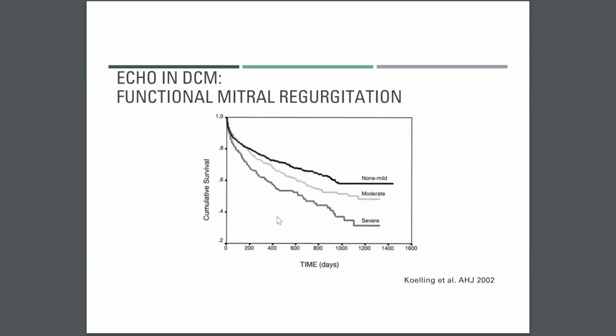And lastly, just briefly touching on the degree of mitral regurgitation in dilated cardiomyopathy. This is one of the earlier studies looking at a correlation between the degree of functional MR in dilated cardiomyopathy and their outcomes. And we can see that patients who had dilated cardiomyopathy with a severe functional MR did much worse than people who have none to mild functional MR.